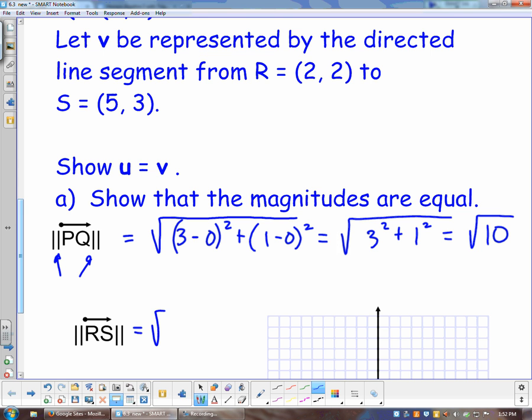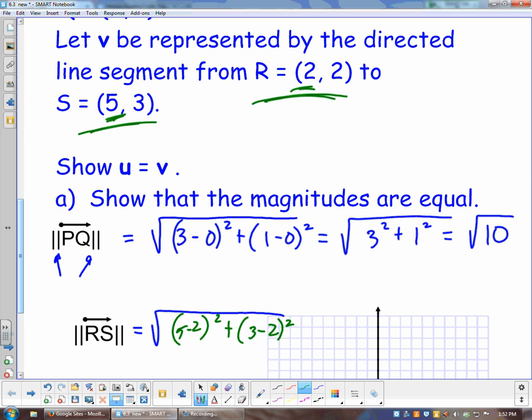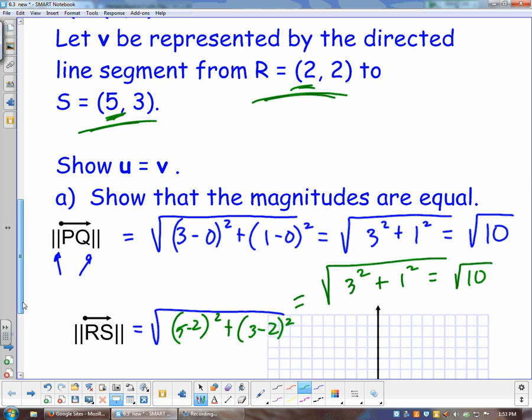If I want to find the length for the magnitude of vector RS, again I use the distance formula for the points from R to S. I take the difference in my x coordinates, so 5 minus 2 quantity squared plus 3 minus 2 quantity squared, and that gives me square root of 3 squared plus 1 squared, and again I get square root of 10. So what we showed is even if these two vectors have different starting and ending places, they both have the same magnitude, meaning their lengths are the same.